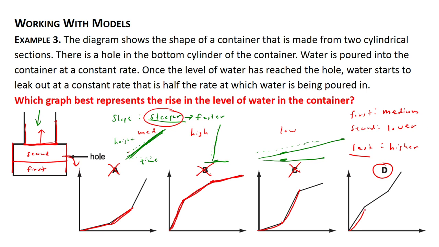The slope is okay. For the second part, the slope became less steep. Here it's difficult to climb. Here the slope is lower, which is what we want. And for the last part, it became steep again. It became higher again, which is what we want. So indeed, the correct answer is letter D.